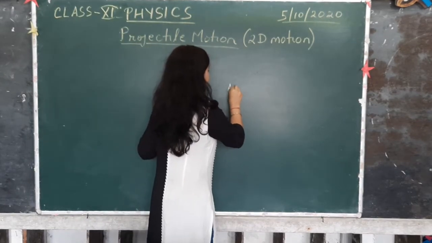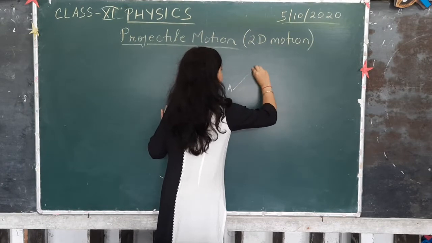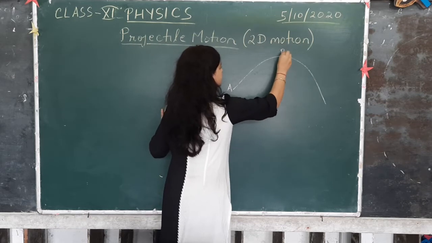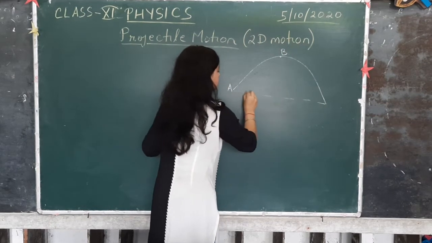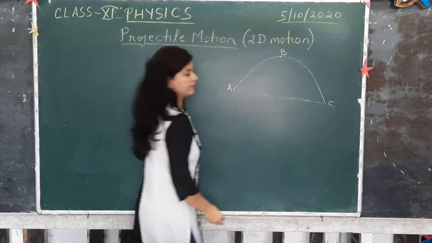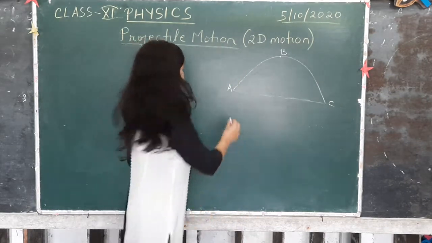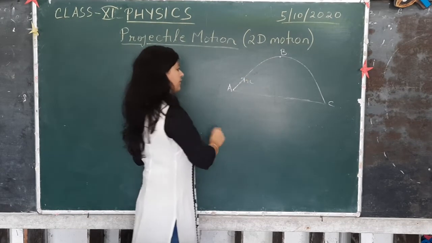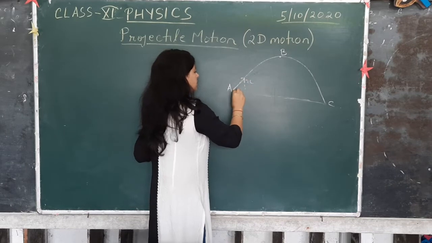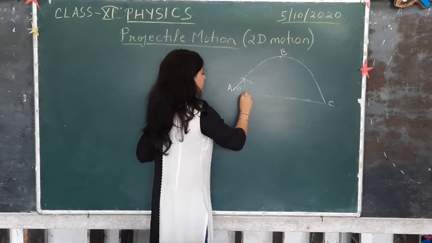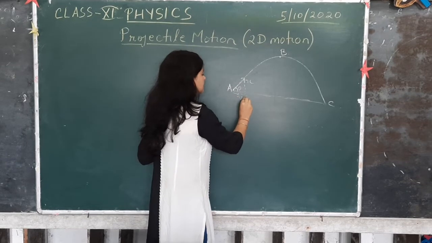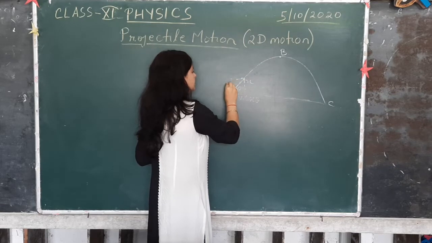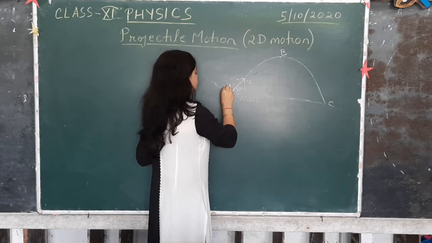Suppose A is the initial position, you launch it with initial velocity u and it comes down. B is the highest point and C is where the motion will stop. Now say the initial velocity was u. As I told you, we are going to apply the resolution of vectors. This one is theta. Now this component along the x-axis is called u cos theta, as we have done in the previous classes, and this component is called u sin theta.